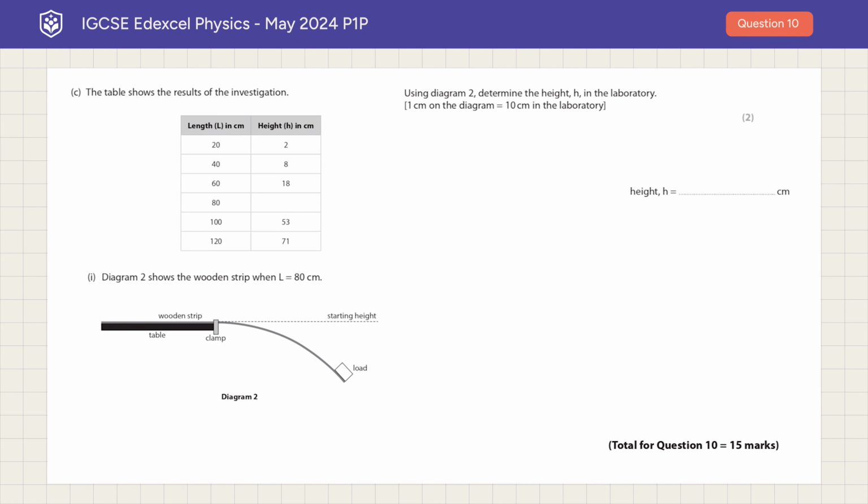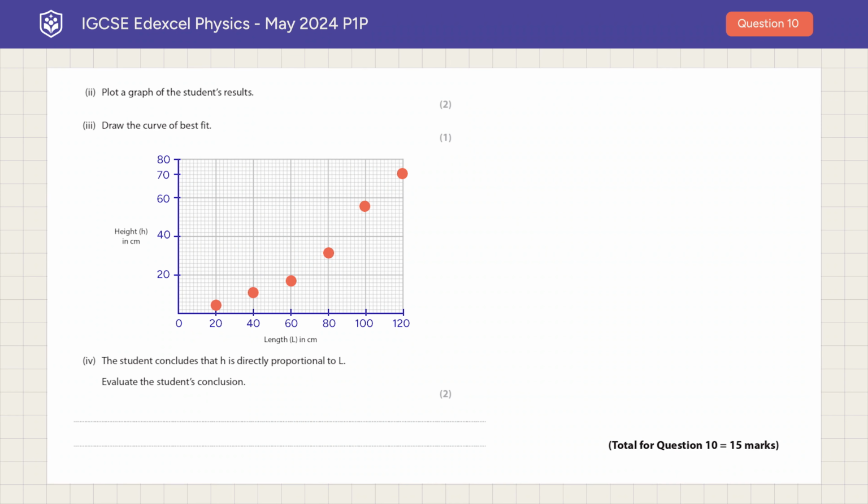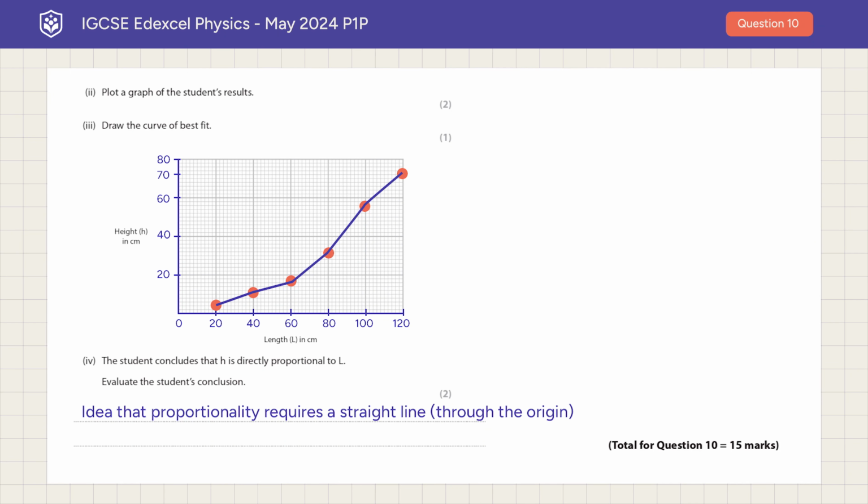Next, to Part C. Using the scale diagram, you'd measure h as about 3.1 centimeters on paper, which corresponds to an actual height of 31 centimeters. After plotting the graph of h against L, you'd draw a curve of best fit. Because the graph is a curve and not a straight line through the origin, h is not directly proportional to L, so the student's conclusion is incorrect.